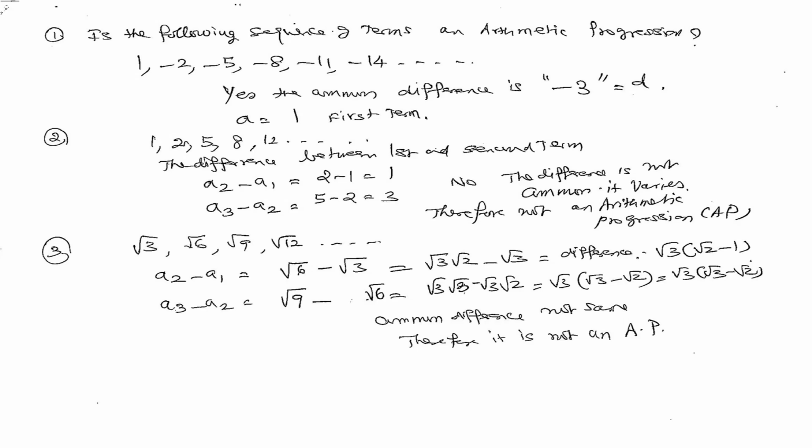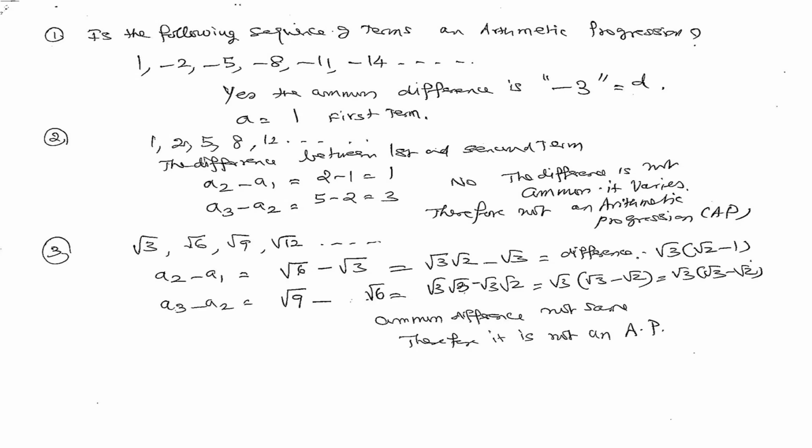For example, the difference between the second term and first term, 1 and minus 2, is minus 3. And the difference between the third term and the second term is also minus 3. And the difference between the fourth term and the third term is also minus 3. Therefore, this is an arithmetic progression. A is equal to 1, the first term, and the common difference is minus 3.